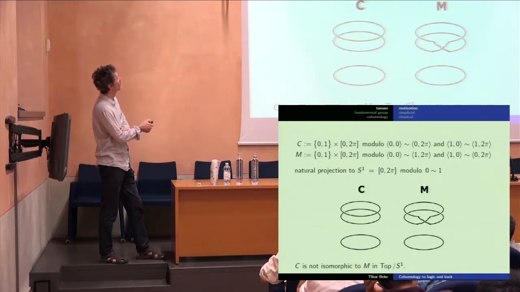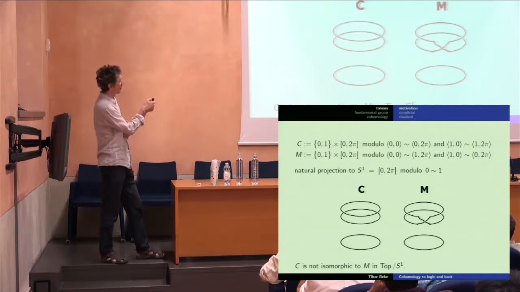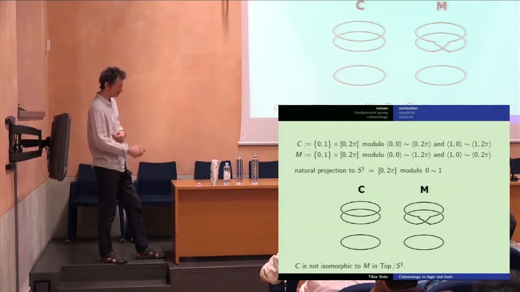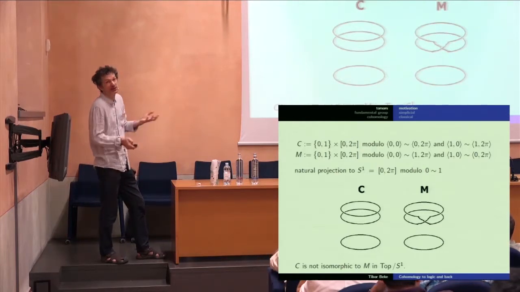And here you have two copies of the interval such that the endpoints are glued compatibly. And then here you have two copies of the interval such that the endpoints are glued across. And this is how you get this twisted circle. And so these two are not isomorphic in topological spaces over the circle. In fact, they are just not isomorphic.